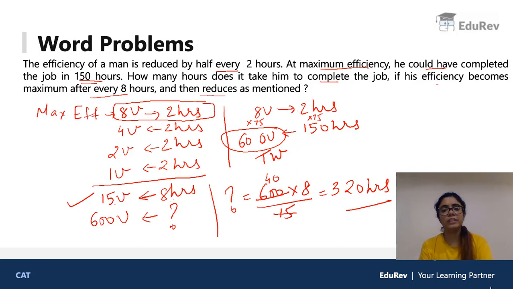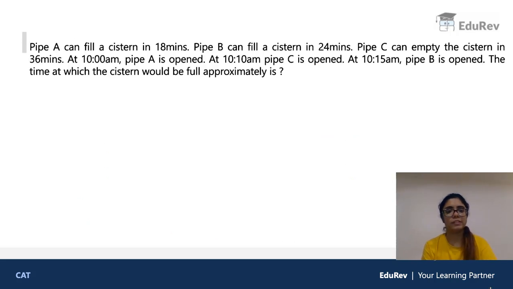Now let's have a look at the next word problem. What does it say? Pipe A can fill a cistern in 18 minutes, B in 24, C can empty the cistern in 36 minutes. At 10 a.m., pipe A is open. At 10:10, pipe C is open. At 10:15, pipe B is open. The time at which the cistern would be full approximately is how much? So they are asking you an approximate time by which the cistern will be full.